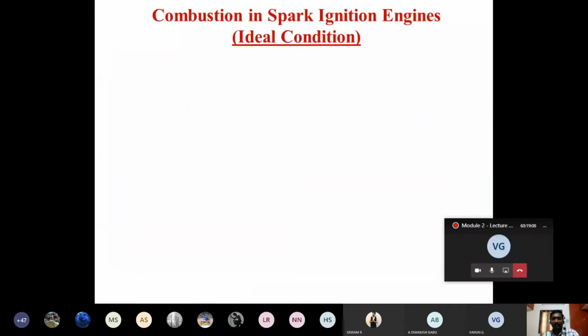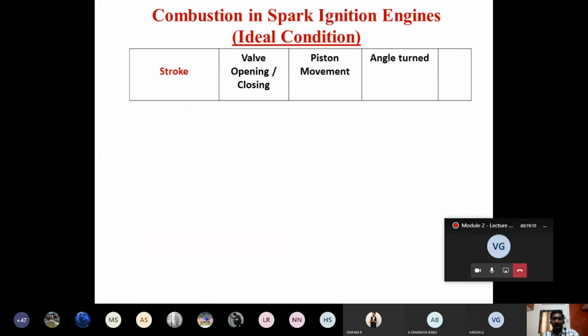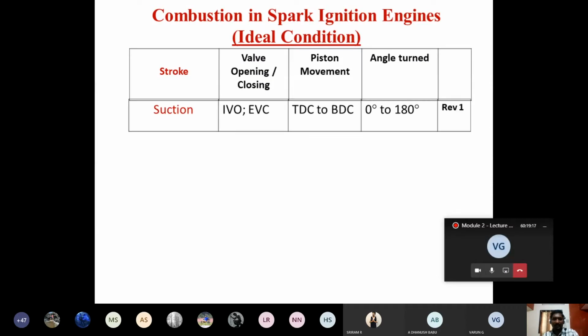Coming to the working of the 4-stroke petrol engine, right? So we made a table like this. When we are discussing the working of the 4-stroke petrol engine, what is the first stroke? Whether it is a petrol engine or diesel engine, in a 4-stroke engine, what is the first stroke? Suction stroke, or intake stroke. During the suction stroke, the inlet valve will be open, the exhaust valve will be closed, and the piston will be moving from TDC to BDC, and the crank angle turned will be from 0 to 180 degrees.